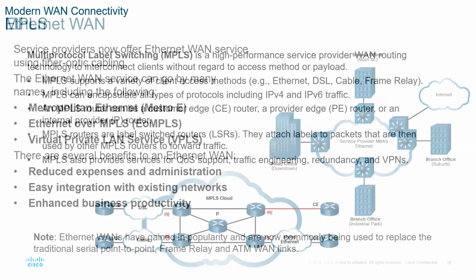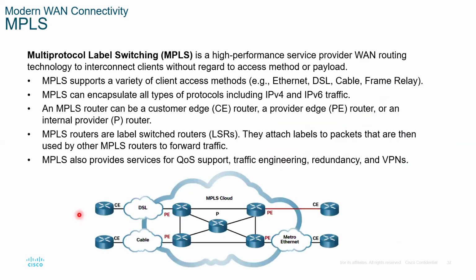All right, MPLS. I've already introduced MPLS. It uses labels. It's a high-performance service provider WAN routing technology to interconnect clients without regard to access method or payload. It supports a variety of client access methods, including Ethernet, DSL, cable, and frame relay. MPLS can encapsulate all types of protocols. An MPLS router can be a CE, a PE, or a P. So I'll just go through those routers.